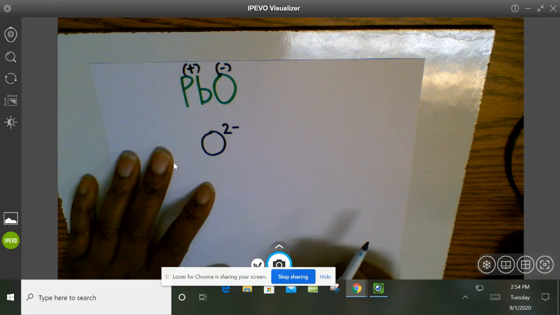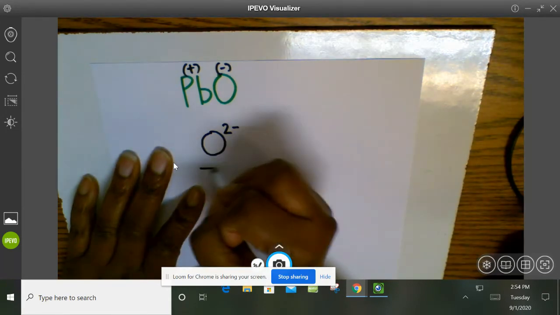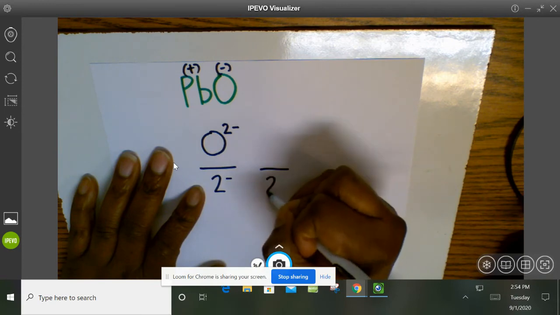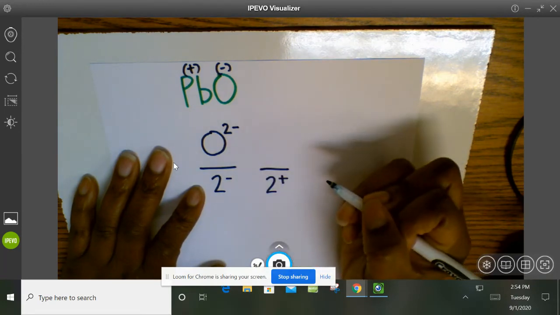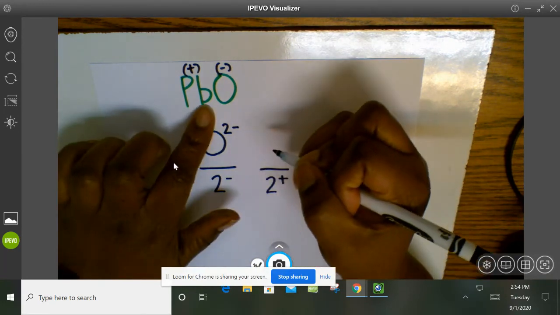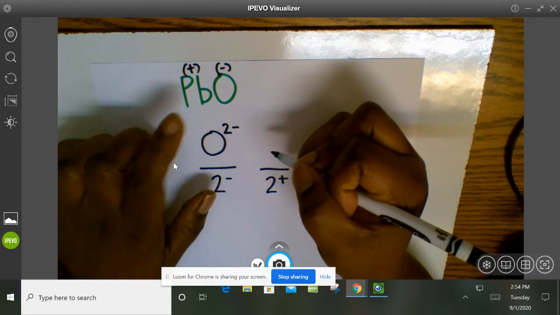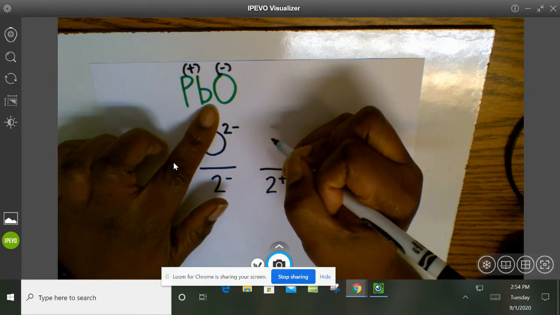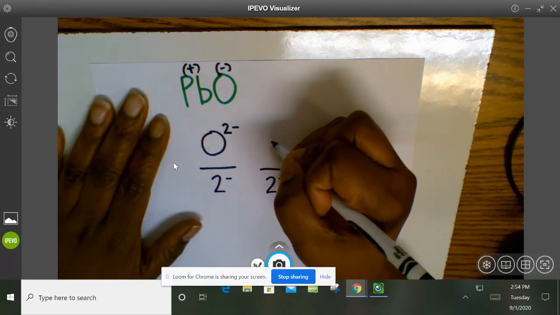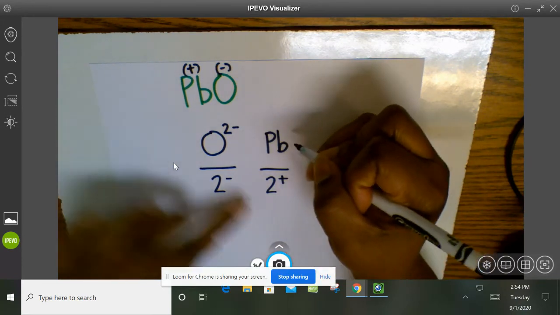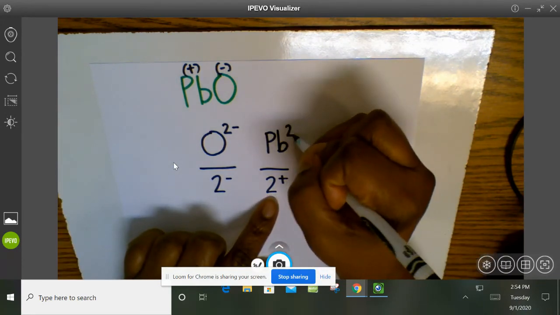According to my formula, there's only 1. So the overall negative charge is 2. The overall positive charge has to be 2 as well. So I go back to the formula and I'm looking to see how many Pb's are listed. There's no subscript, so it's understood to be 1. So this 1 Pb adds up to the charge of 2 plus.